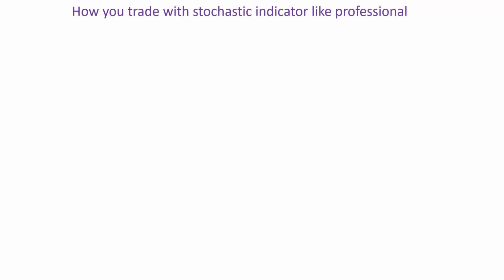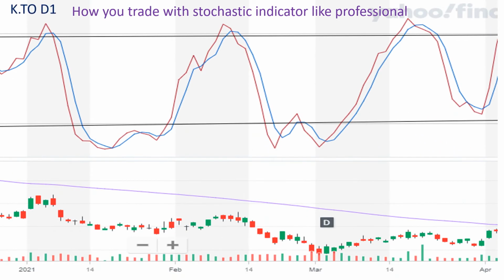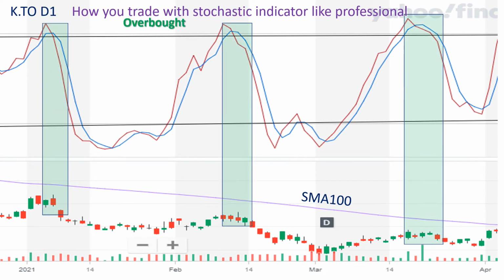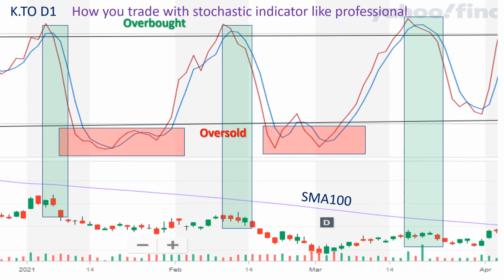I am going to show you how you trade with a stochastic indicator like a professional. This is the price trend, Kinder Morgan stock, D1 time frame. I installed a stochastic indicator with 14 days period, and also a simple moving average with 100 days period. These are the overbought area and these are the oversold area, with the 20 and 80 zones in the stochastic.